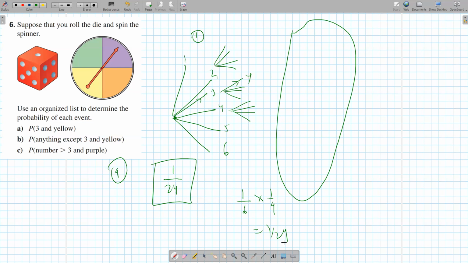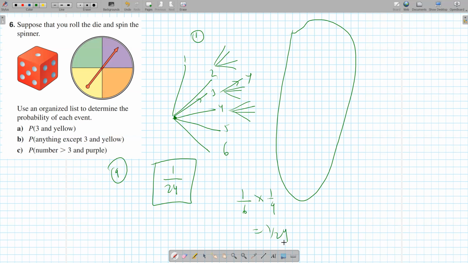Okay? B, anything except 3 and yellow. So we want everything except 3 and yellow. 23 out of 24. Yeah, good, 23. We just take away this from a 1.